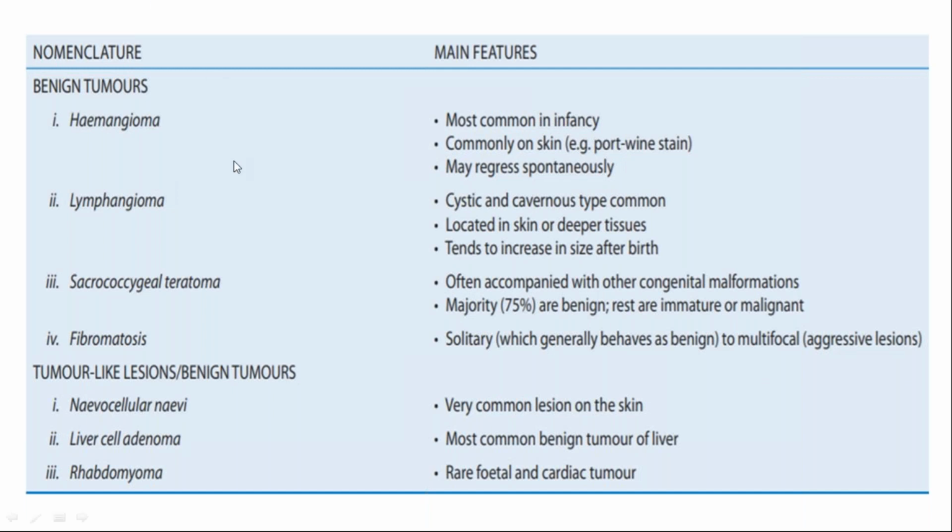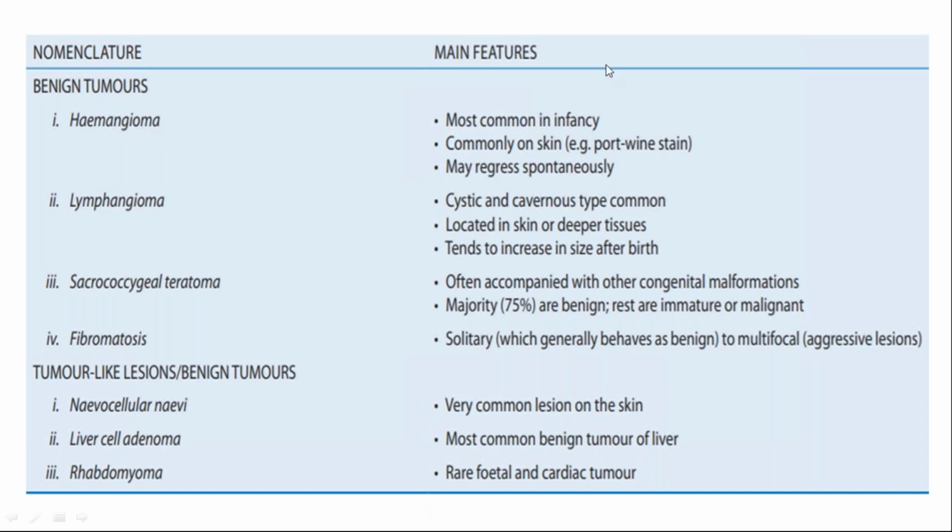So benign tumors of infancy and childhood most commonly encountered are hemangioma. Hemangioma is commonly present on skin. And lymphangioma. Lymphangioma means dilatation of lymphatic channels forming mass-like structures. What is oma? Oma is a solid mass-like structure.